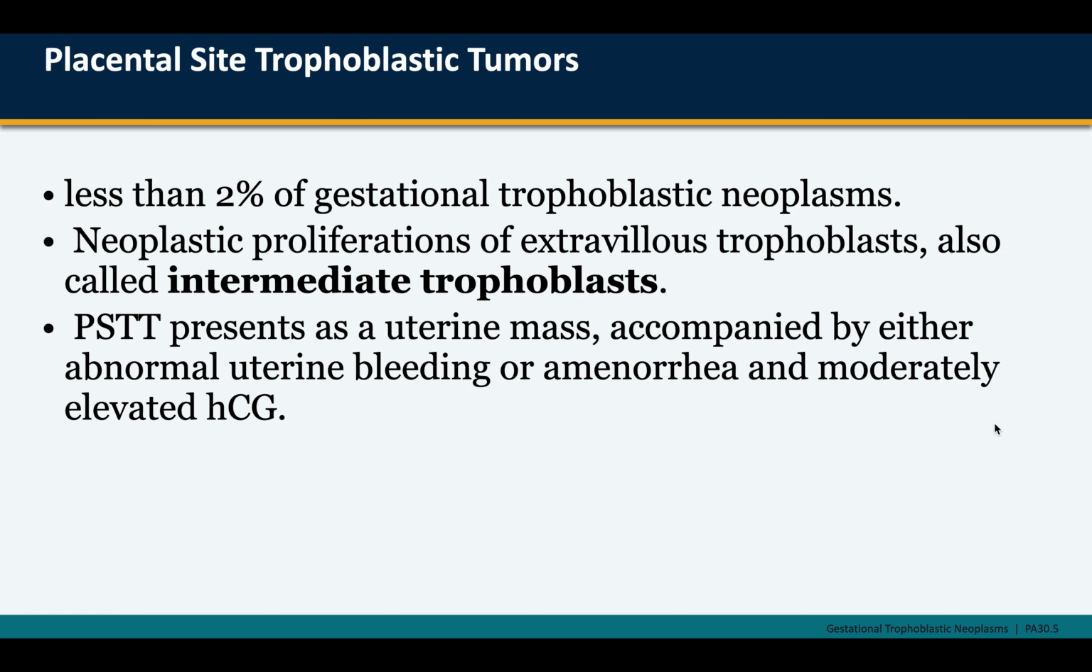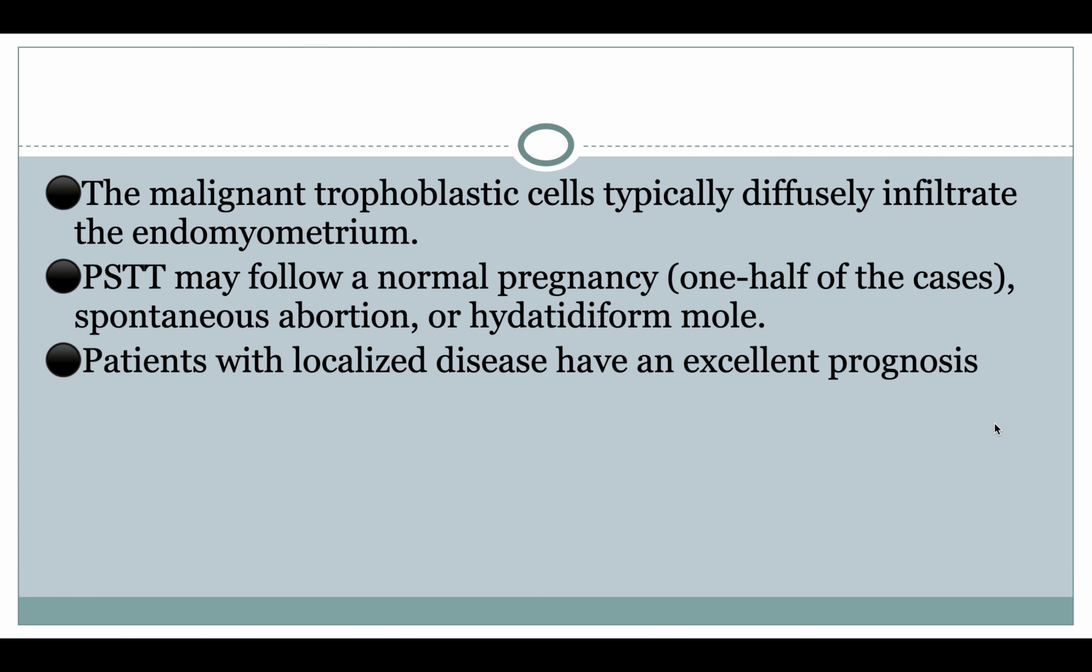Then last of the tumors is PSTT, that is placental site trophoblastic tumor. It is less than 2%. Here there is proliferation of extravillous trophoblast. Okay, villous trophoblasts were cytotrophoblast and syncytial trophoblast. However, there is one extravillous trophoblast also seen, that is intermediate trophoblast. So these are tumors of intermediate trophoblast. Again, these cells can invade into the myometrium, and they can follow normal pregnancy, spontaneous abortion, or H-mole. It has an excellent prognosis.